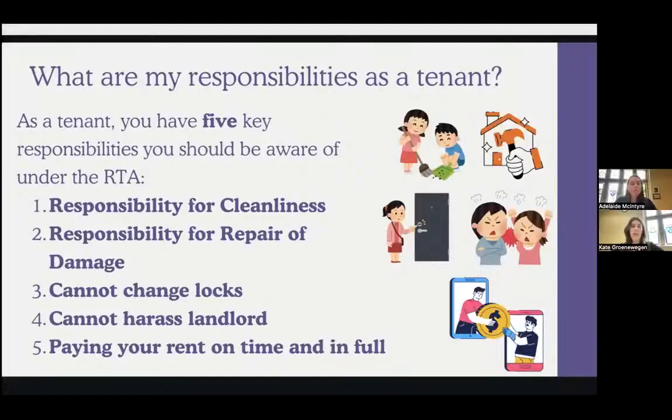And finally, you have a responsibility to pay your rent on time and in full. And while this seems very obvious, failing to pay your rent or paying it late makes it much easier for your landlord to evict you. Also, be aware that you should keep paying your rent, even if you're having issues with your landlord or with your unit. While your landlord is in the process of addressing these problems, or even if they're acting slowly, it is always in your best interest to continue paying rent so you cannot be later evicted for that.